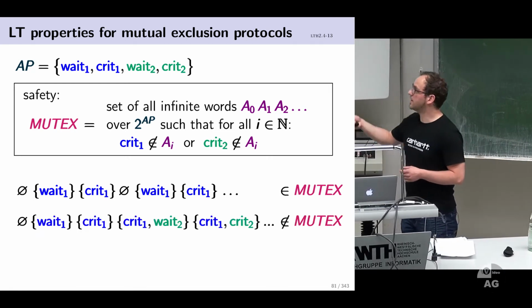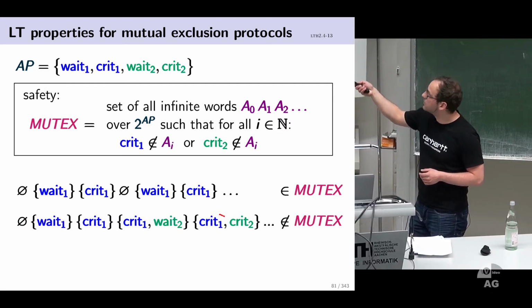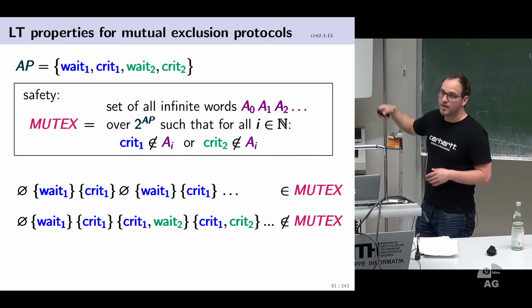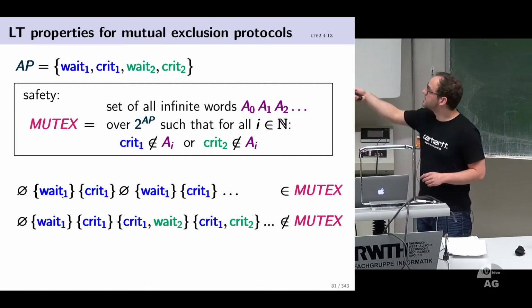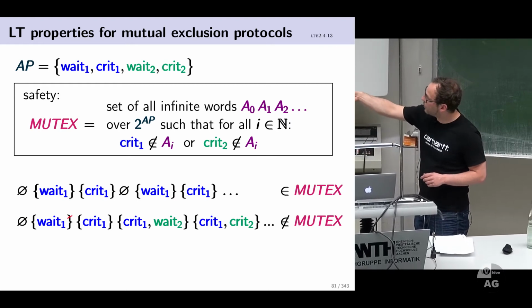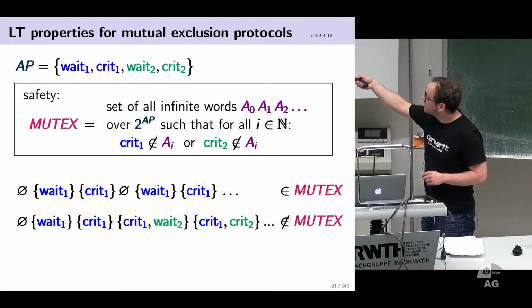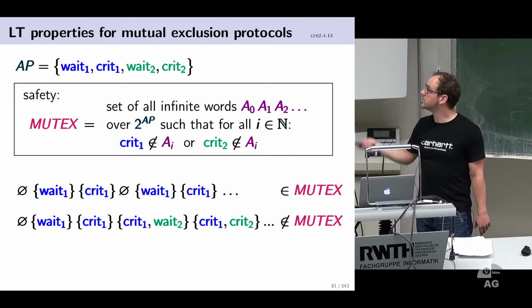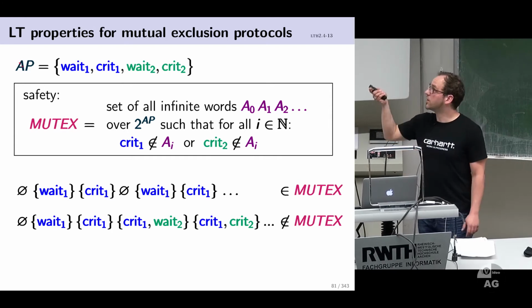Let's look at a second example. Empty set, wait 1, crit 1, wait 2, crit 1 and crit 2. Obviously, this is not in our property because there is an element, A0, A1, A2, A3, A4, that contains crit 1 and crit 2. So this is not an element of our set of infinite words that we called mutex.